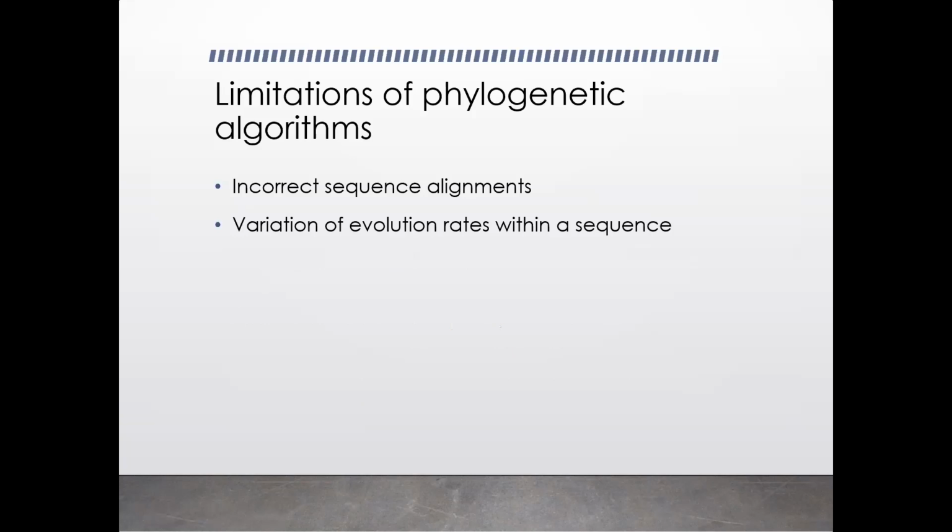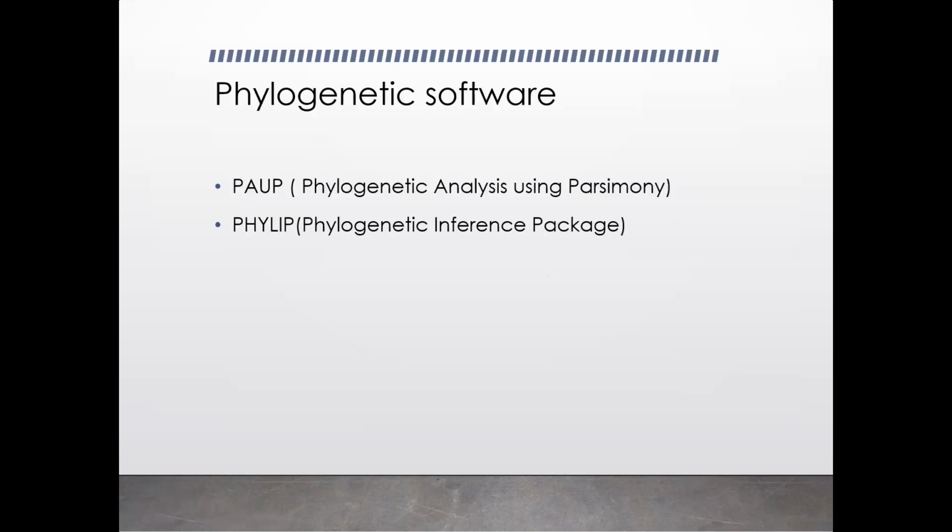Definitely, any method you take, there will be advantages and limitations. Coming to the limitations of phylogenetic algorithms, sometimes incorrect sequence alignments will be produced that will become the error of the tree itself, and also the variation of evolution rates within a sequence is also a limitation for these phylogenetic algorithms. And for any methods we discuss, at the end, we also look at the tools available for that particular method.